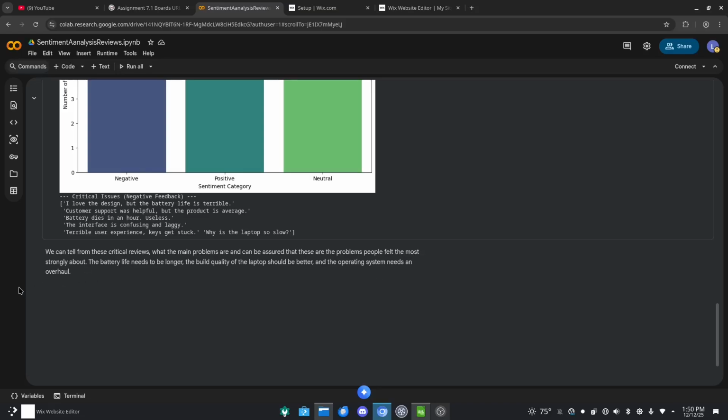So we can tell from these critical reviews that, one, the battery life isn't so good on the laptop. It's not very user friendly, and it's slow.